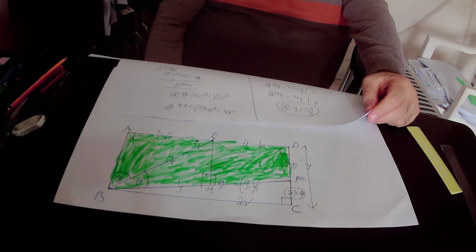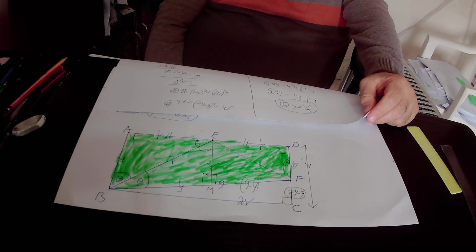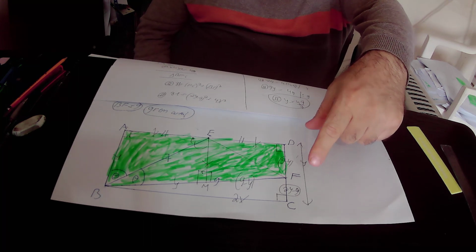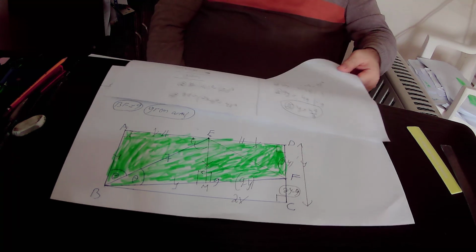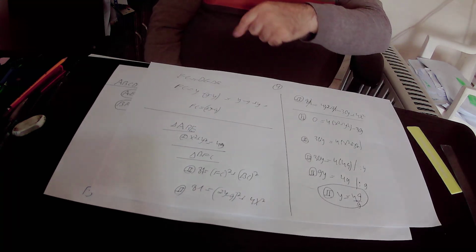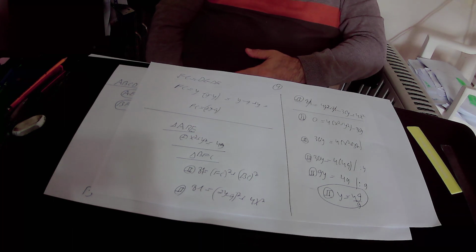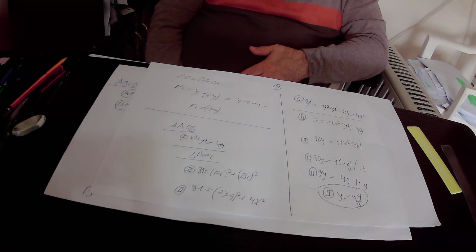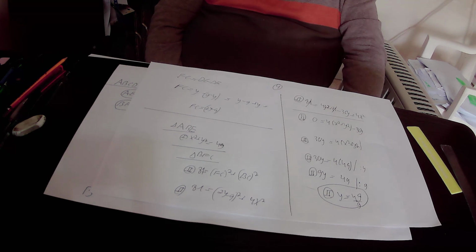And what is the value of FC? FC equals DC minus DF. So FC equals DC, which is y, and DF is 9 minus y. So FC equals y minus (9 minus y), which is actually 2y minus 9.